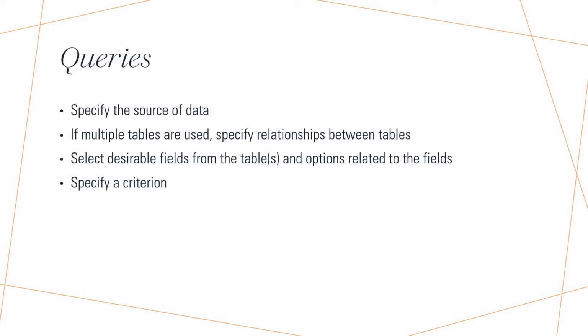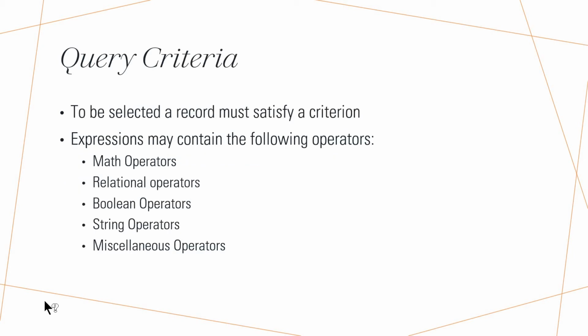Coming to the query criteria. Selected records must satisfy the criteria. What does this indicate here? Once we go for the query results, we can see the selected records displayed. These selected records must satisfy the criteria, where the criteria or the condition is applied to a particular field or attribute.